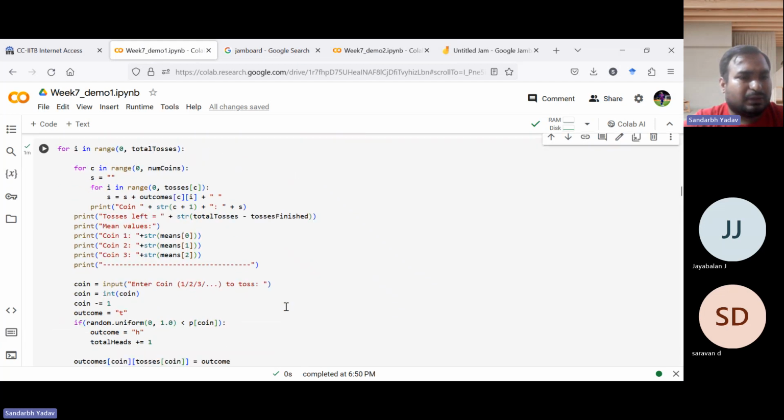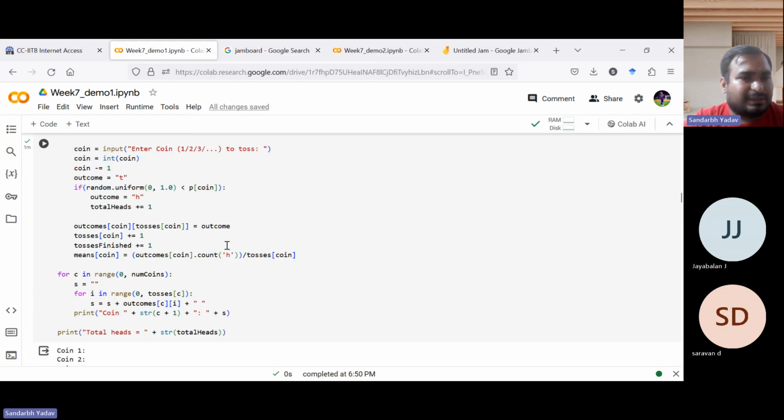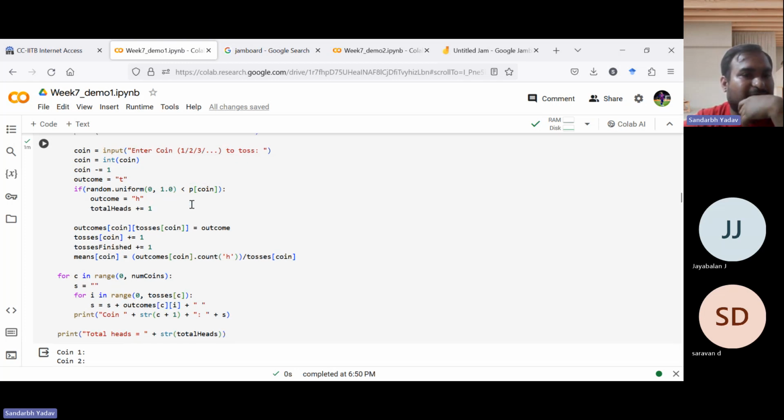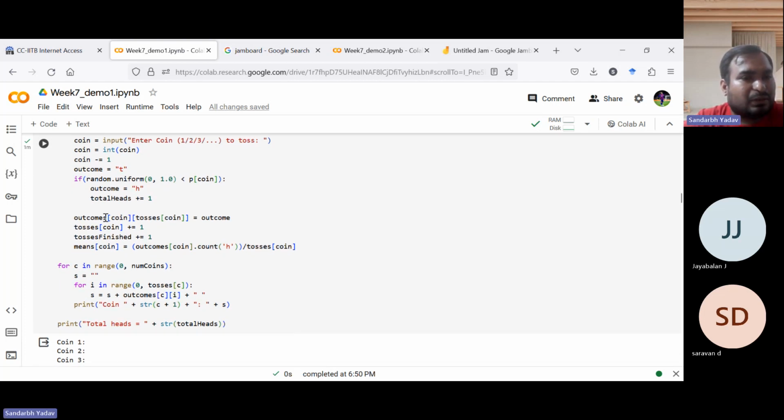So this is the basic code. Here nothing special is happening, we are just randomly sampling a number between 0 and 1 from a uniform distribution. If it's less than the probability of the coin, then we assign the outcome of head, because remember this is the probability of head, and we increase the total number of heads by 1. We also attach the outcome for that coin and at which toss it happened, and increment the tosses of that coin and total tosses finished. And the mean is simply the number of heads divided by the total number of tosses of that coin.